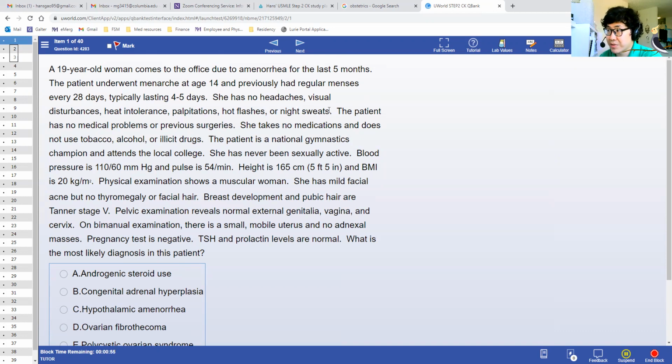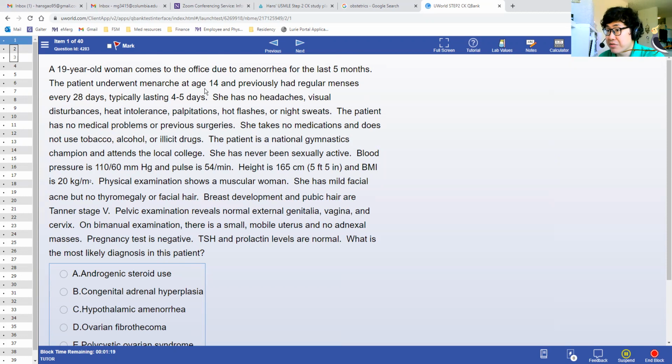All right, so when I'm building a differential for this problem, I'm wondering, is this caused by an ovarian issue? Is it caused by a GnRH issue, some kind of pituitary issue, or perhaps it could be iatrogenic or due to her overall weight status?